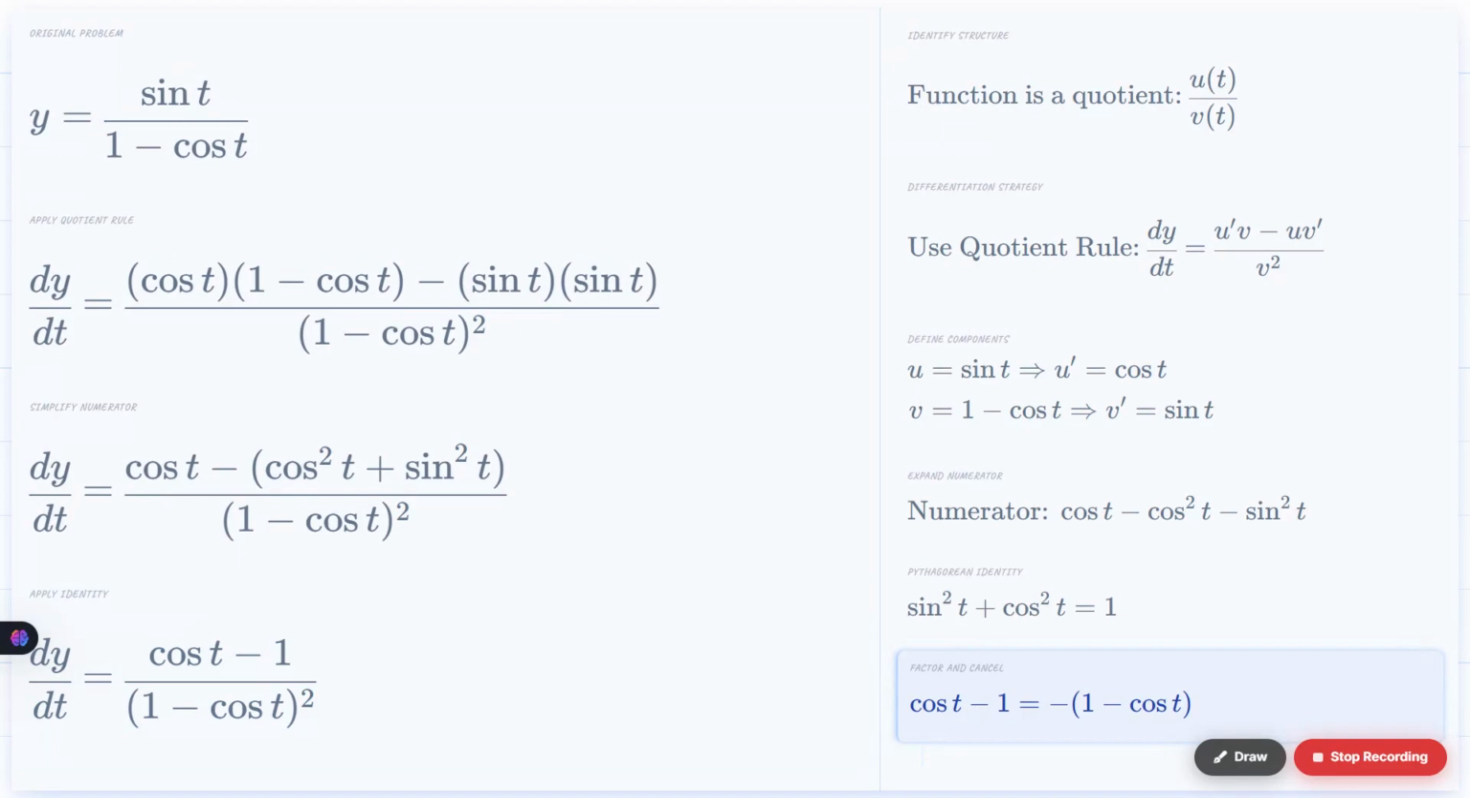We rewrite cos t minus 1 as negative 1 times 1 minus cos t. We do this to make the top look more like the bottom. This helps us see if we can remove parts of the fraction.